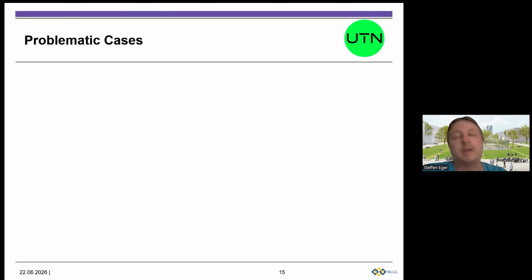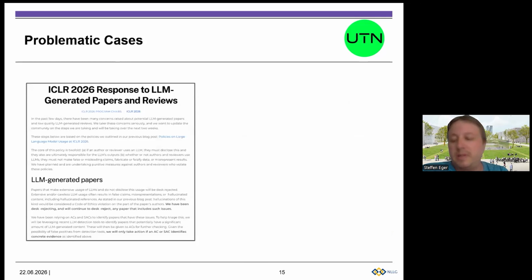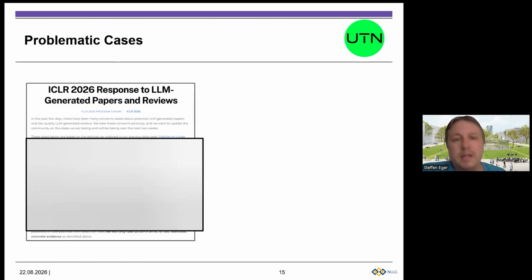Of course, there are also problematic cases. Here's ICLR 2026, this big machine learning conference, where the program chairs point out that they have concerns about papers that are generated by AI and also low quality LLM-generated reviews. And they say that if they become aware of such cases, they will automatically desk reject the papers if the authors have not declared their AI usage at submission time.